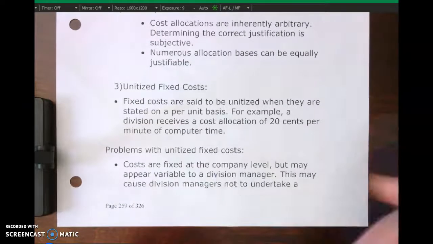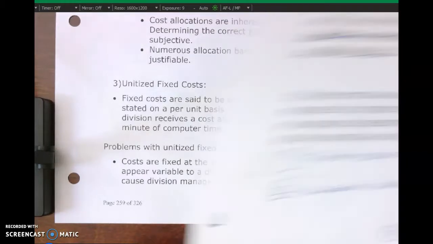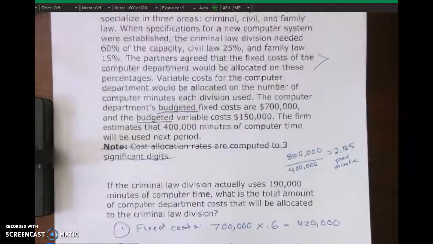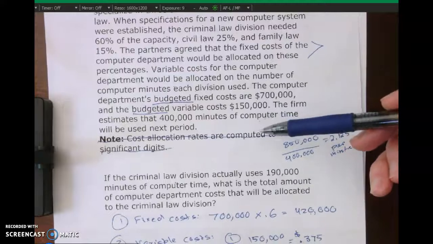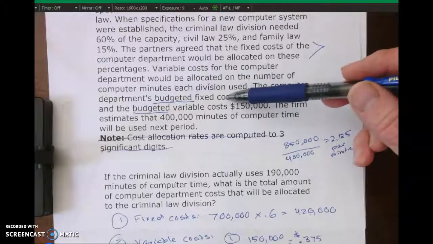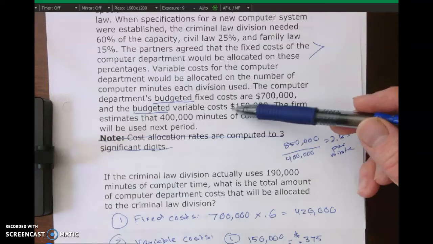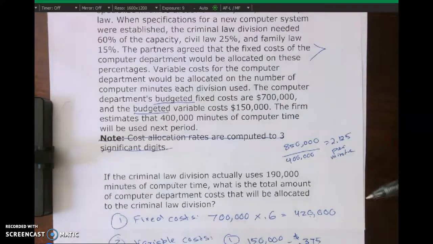And so what this is saying is that when fixed costs are put on a unit basis, they're said to be unitized. So for example, if I think back over here to this liars, cheaters, and fools problem, which was on page 251 of your course pack. Remember what we did here is we allocated out our fixed costs differently than we allocated out our variable costs. We allocated out our fixed costs based upon these fixed percentages.